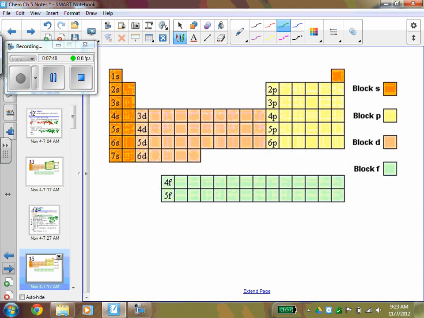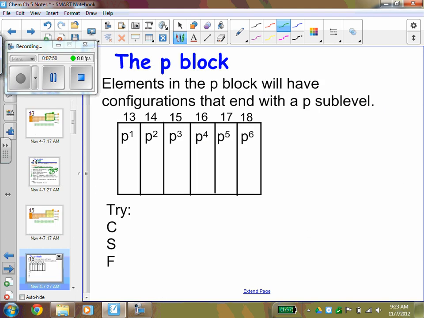Okay, all right, the D block. I'm sorry, this is the P block. The elements in the P block will have configurations that end in the P sublevel. So you notice group 13 ends in P1, group 14 ends in P2, 15 P3, and so on and so forth. You could try any one of those, and you'll notice that whatever column they are in, they'll end in that configuration.